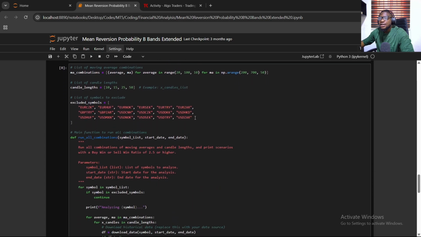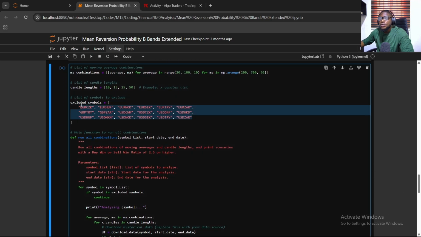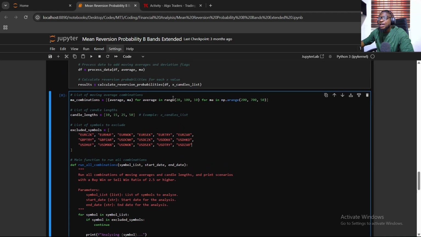And these are the symbols that we are going to be ignoring for our research, as these symbols are not tradable. Okay, or even if they are, the spreads are very high. And for the Bollinger Band, we are going to be using a range of 20 to 100, using a step of 10. And for the moving average, we are going to be using a range of 20 to 700, using a step of 50.